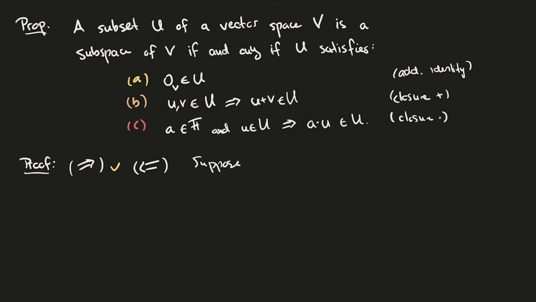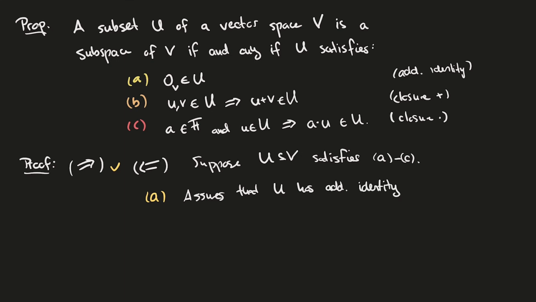Let's suppose that U is a subset of V that satisfies conditions A through C. To show that U is a subspace of V, we need to make sure that U is a vector space. Condition A assures that U has an additive identity. This is the same argument we've seen before. Because 0V is an additive identity of V, we have that 0V plus V is equal to V for all V in V.